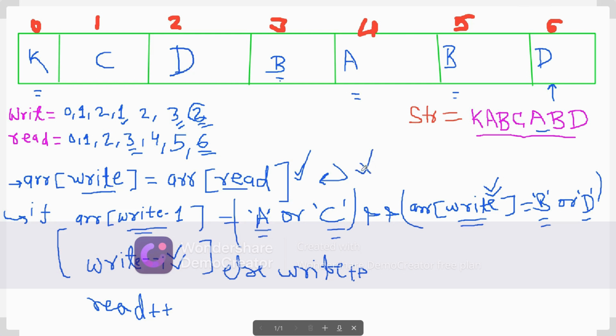Now we'll check for the if condition. So right now it is 2. So what is there at 2 minus 1? Is it c? Yes, it is c. Is the next guy d? Yes, it is d. That means we found another valid operation here. So we'll make right minus minus. So what would be our new value of right? It would become 1. Okay, and we will go to read.